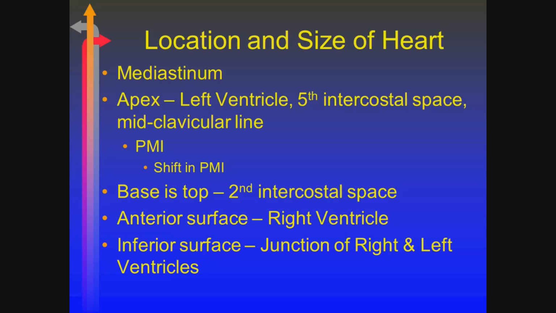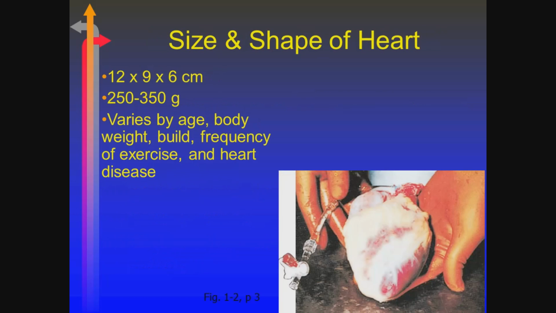It's an inverted triangle, so the base is at the top, right around the second intercostal space, and the apex is at the bottom. The heart is also rotated inside the chest, so the anterior surface is really looking at the right ventricle, and the inferior surface is where the two ventricles meet.